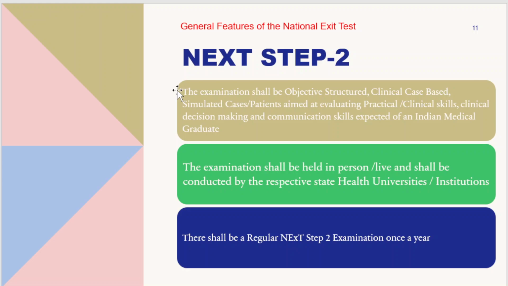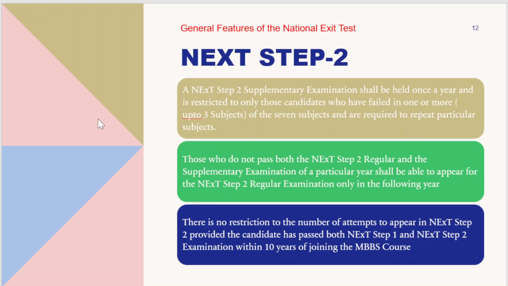Okay, so Step 2 is just like our university examination. That is, what happens now would be the Step 2 of NExT, conducted by the health universities or the institutions. The NExT Step 2 supplementary examination shall be held once a year and is restricted to only those candidates who have failed in one or more subjects of the 7 subjects and are required to repeat that particular subject.